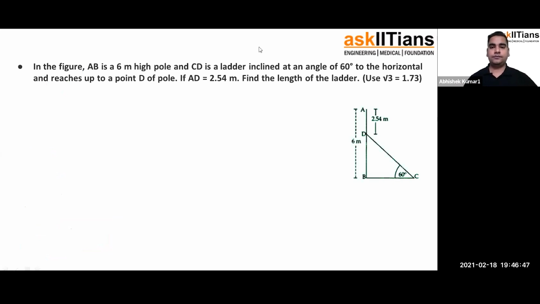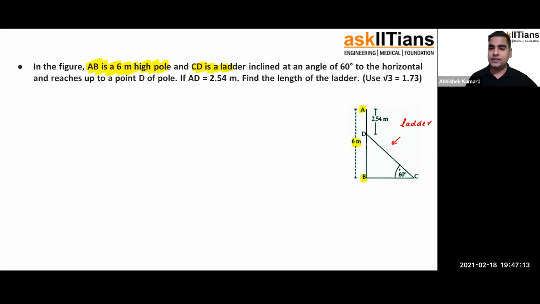All right. So now we have the second problem. It says AB is a 6 meter high pole. So AB is this pole. The height is 6 meter. CD is a ladder. So this CD is a ladder. Let me mention here, this is ladder.